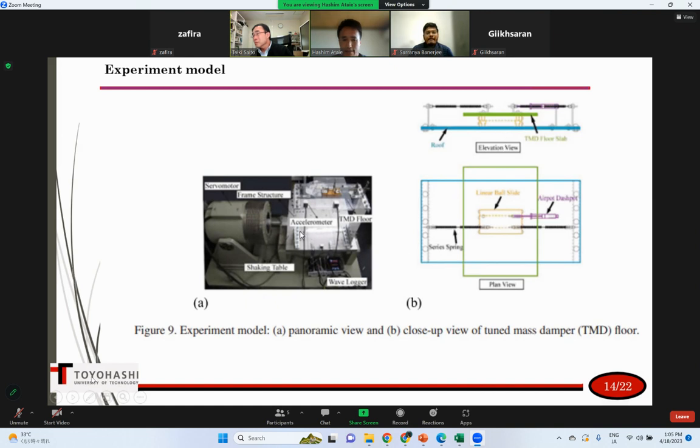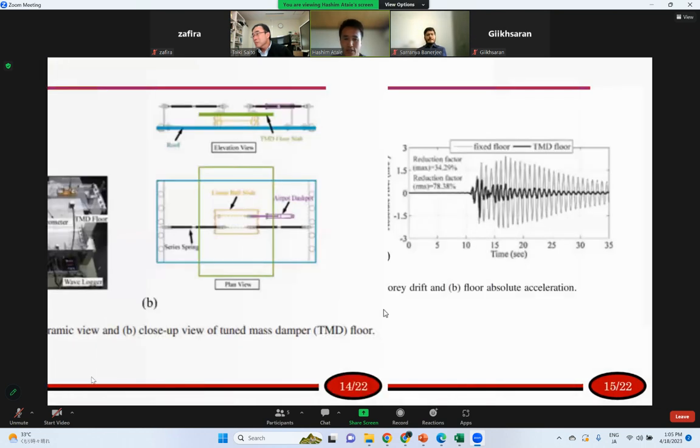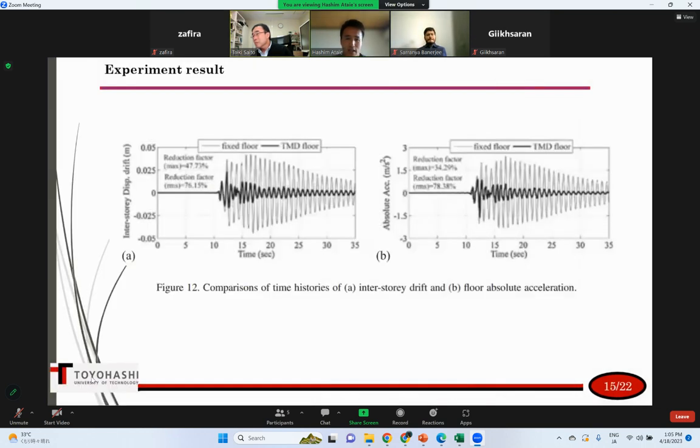And they recorded the acceleration. And here, when the floor is fixed versus when the floor is considered as a TMD floor, the effectiveness is very high. It means when the floor is considered a TMD, the acceleration is reduced considerably.